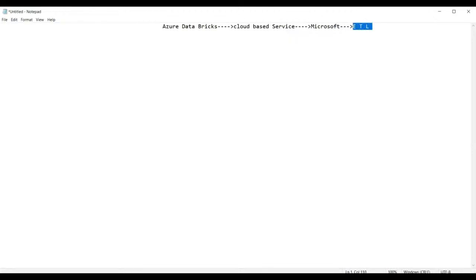Now, guys, what do you mean by ETL? I already told you yesterday, ETL stands for extraction, transformation, and loading. This process of extraction, transformation, and loading is a process of data summarization.